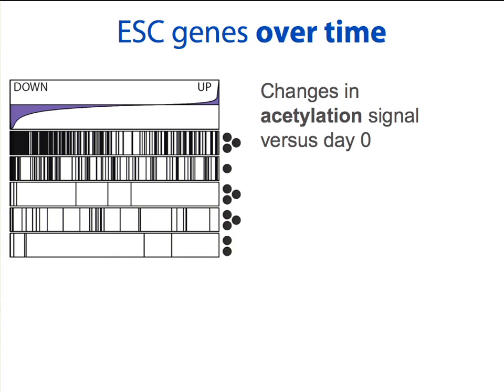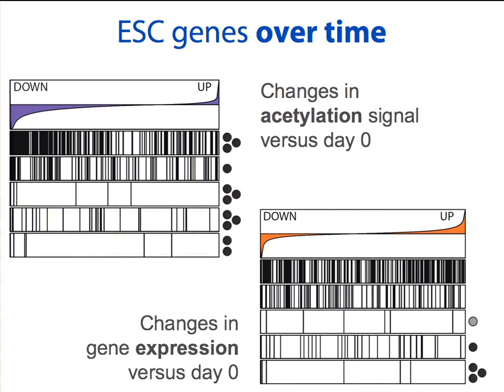Now, is this reflected in the gene expression change? I looked at whether gene expression goes down or up, and I found almost nothing. These genes are just all over the place. They're completely randomly spread out, even though the gene is closing down.